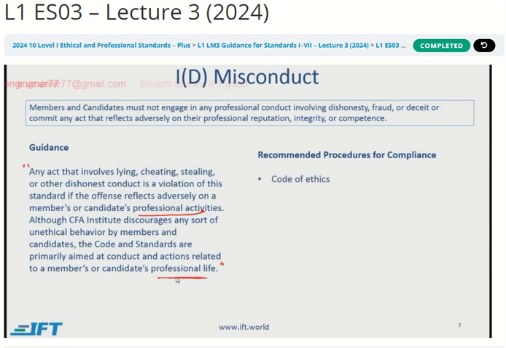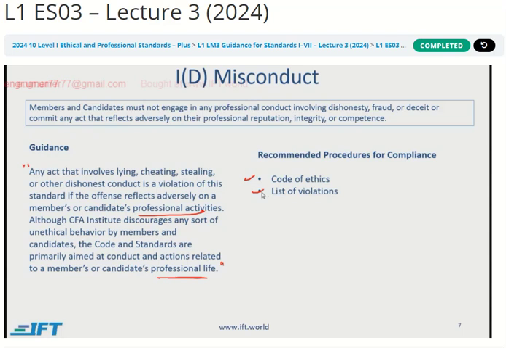Coming now to the recommended procedures for compliance. The first is a code of ethics. Firms should develop or adopt a code of ethics to which every employee must subscribe, and make clear that any personal behavior that reflects poorly on the individual involved, the institution as a whole, or the investment industry will not be tolerated.